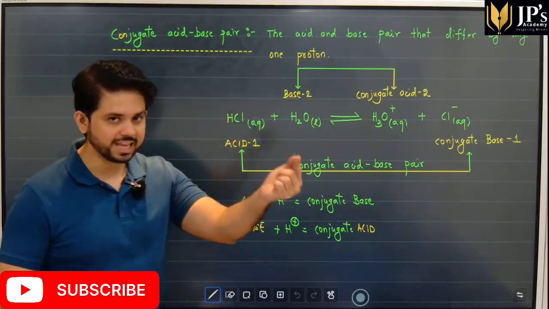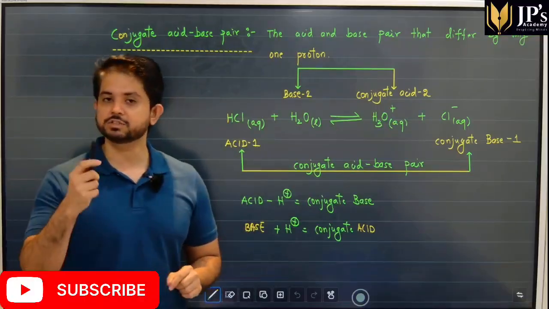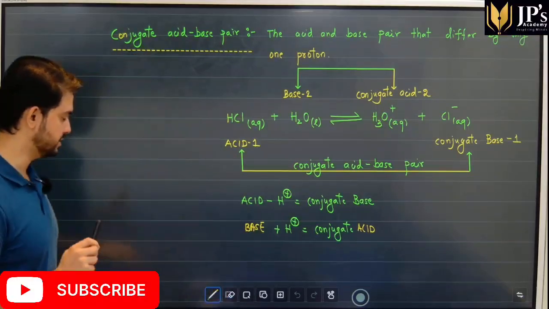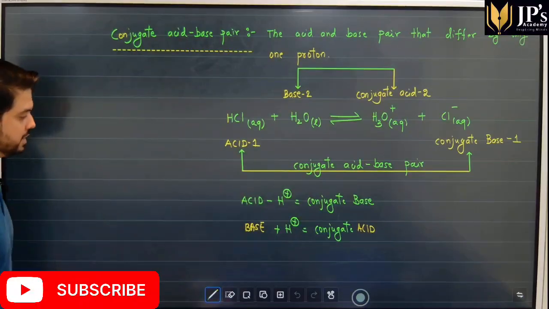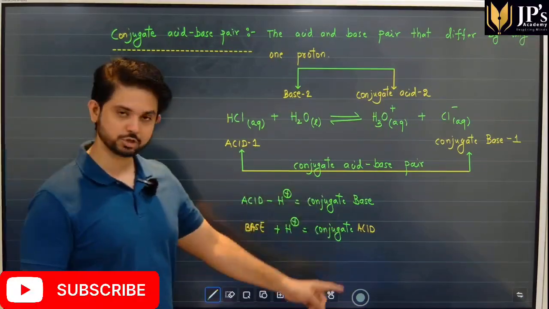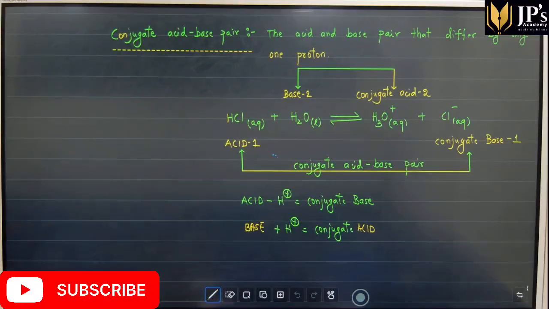Remember, stronger the acid, weaker the conjugate base. Weaker the acid, stronger the conjugate base. From an acid, if you want its conjugate base, you remove an H plus, and from a base, if you want its conjugate acid, you add an H plus.